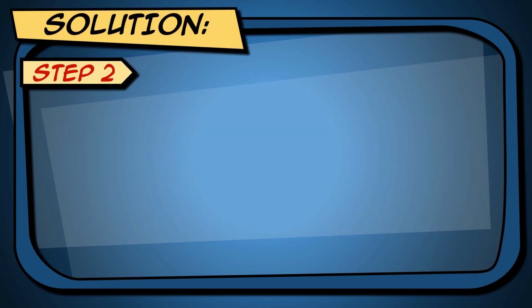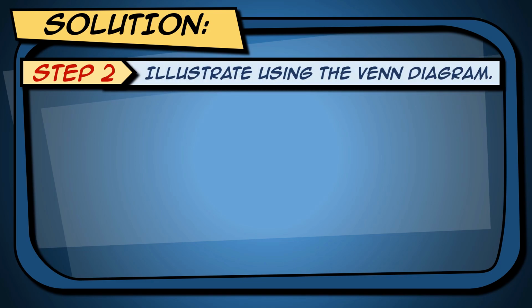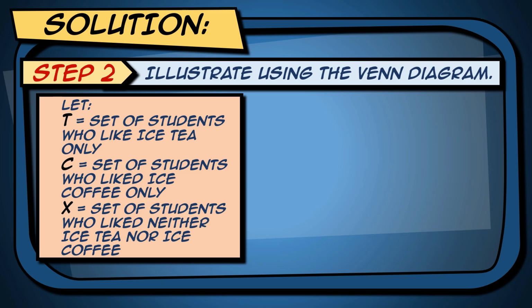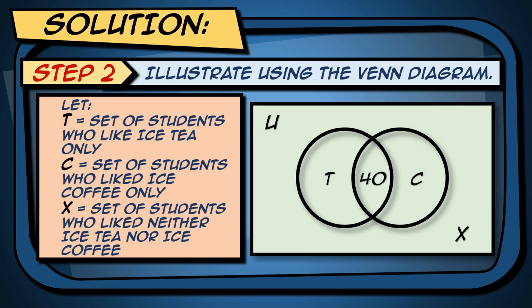And now let's proceed to step number 2, illustrate using the Venn diagram. Let's say T be the set of students who like iced tea only. C be the set of students who like iced coffee only. And X be the set of students who like neither iced tea nor iced coffee. Using the Venn diagram, we have the intersected circle, 40 students who like both iced coffee and iced tea. And we will look for the value of T and the value of C.